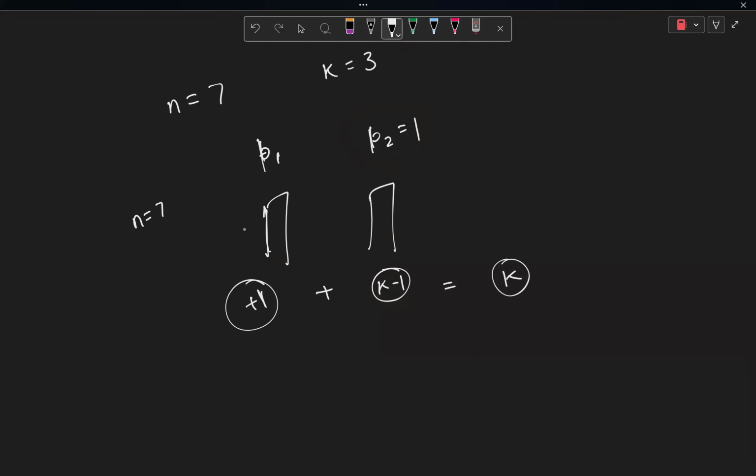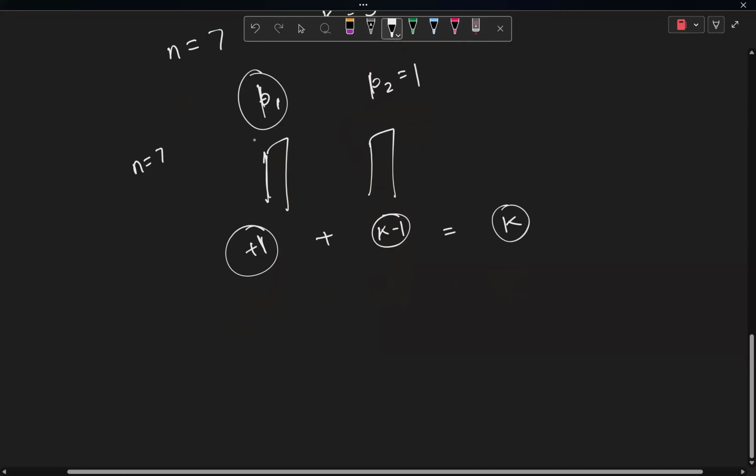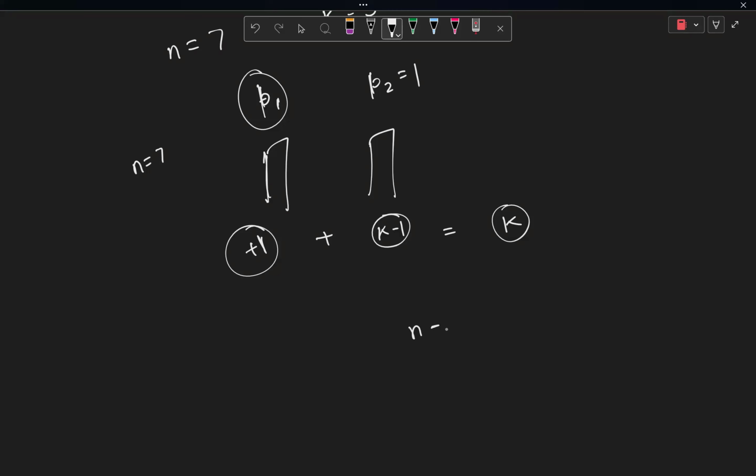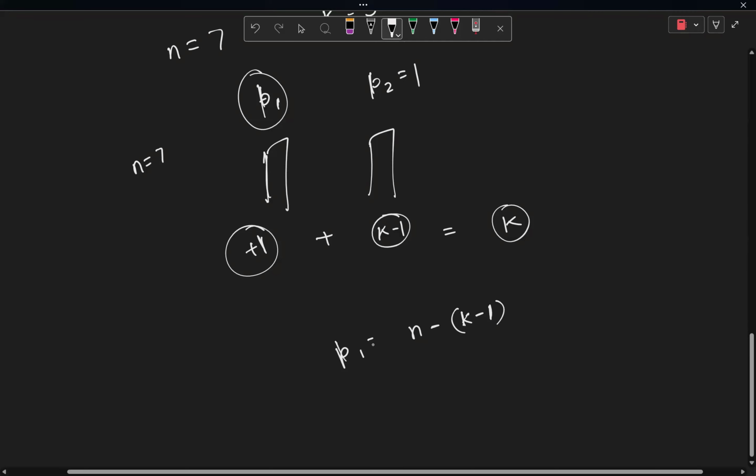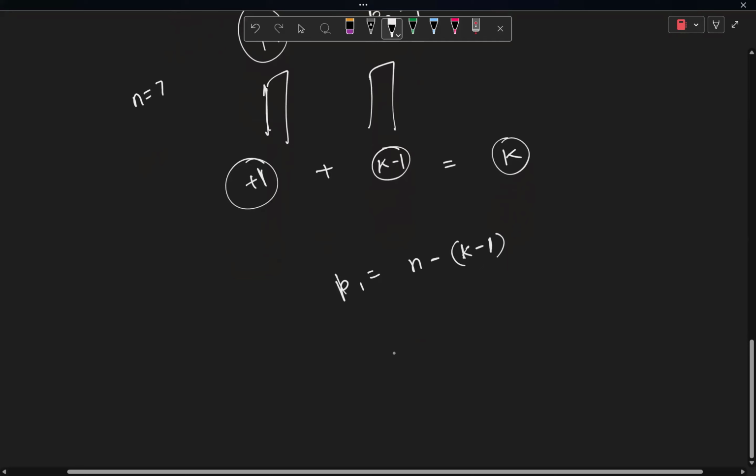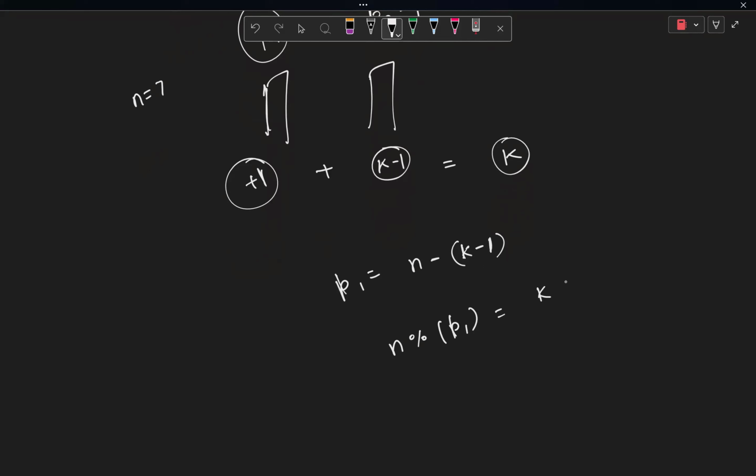All I have to think about is this part: what price should I pick for this guy. And this is quite simple. What I want is k minus 1 should be the remainder from n. So n minus k minus 1, something like this. Sorry, n minus k minus 1. If I pick P1 to be something like this, then n mod P1 would, I guess, turn out to be k minus 1. I think it will happen. I did not really try to create these equations. I just did it with hit and trial.